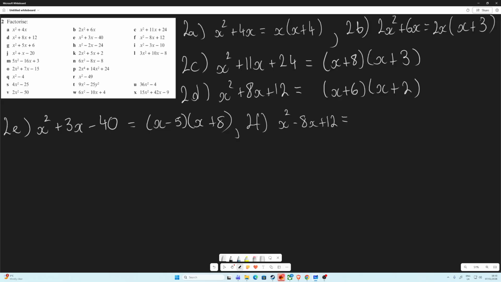Two numbers that multiply to 12 and add to negative 8 will be minus 6 and minus 2. So that's going to be x minus 6 and x minus 2.